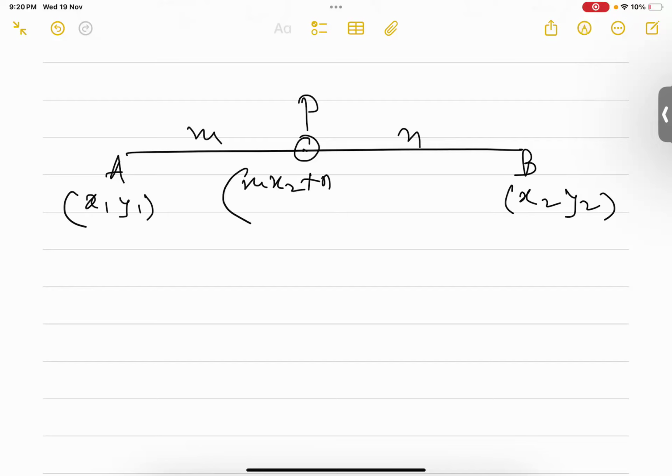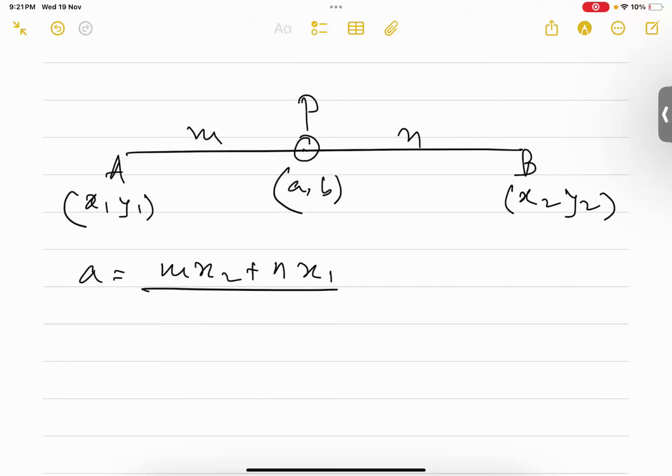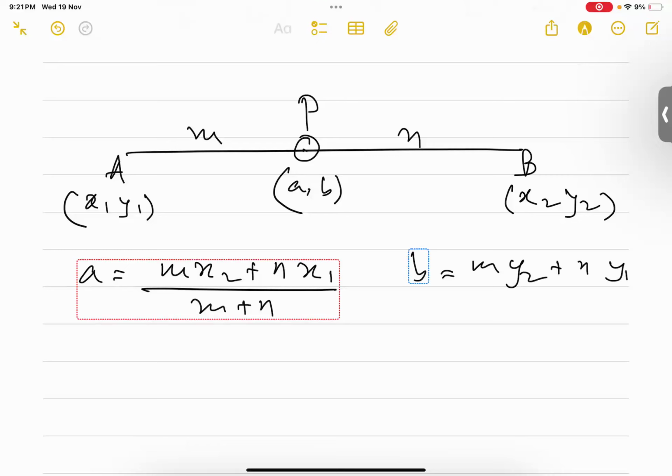mx2. I'll just write it separately. If the coordinates are A and B, so the x coordinate will be mx2 plus nx1 upon m plus n, and the y coordinate will be my2 plus ny1 upon m plus n. Okay. So this is how we calculate the x coordinate and the y coordinate. This is called internal division.